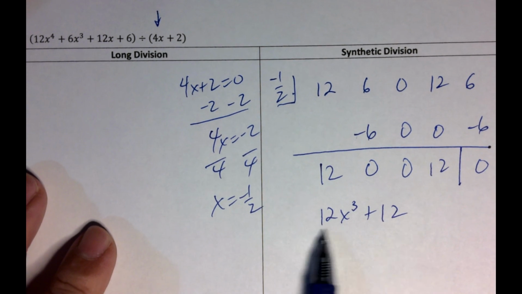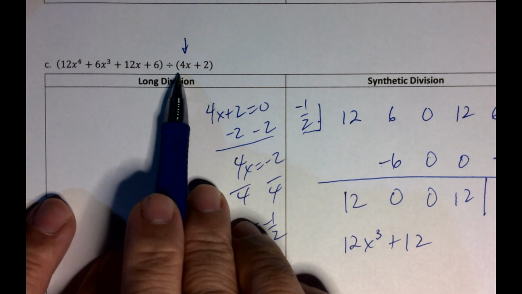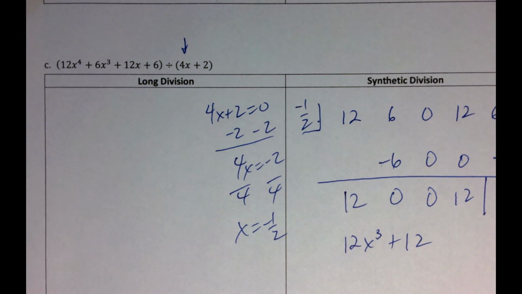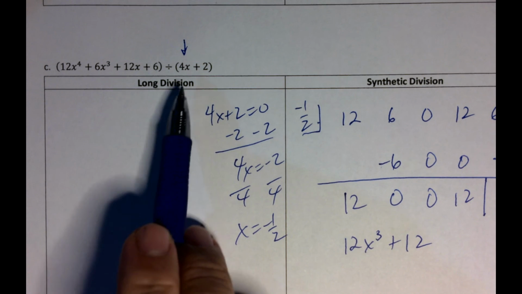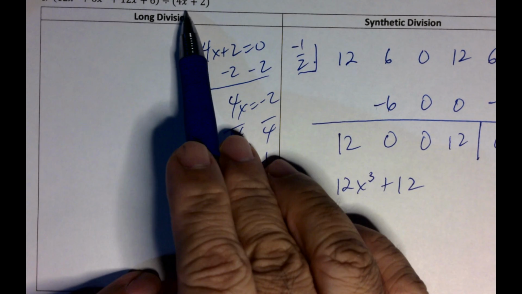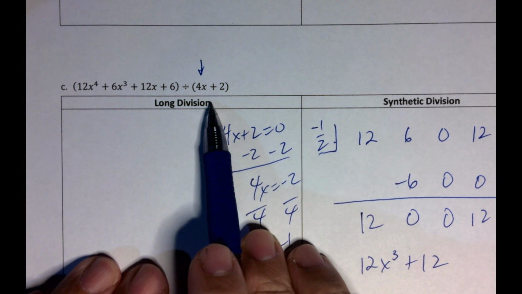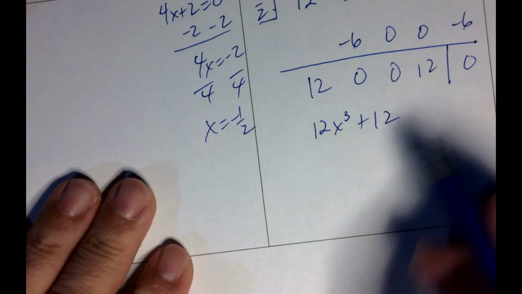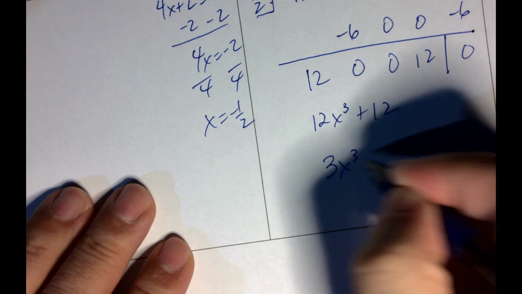Well, I need to divide all these terms by that leading coefficient. So this is the extra step when you have a leading coefficient on the divisor. You're going to take your final answer here, divide by that number. Divide by 4 in our example here. So I'm going to divide each term by 4, and I get 3x cubed plus 3.